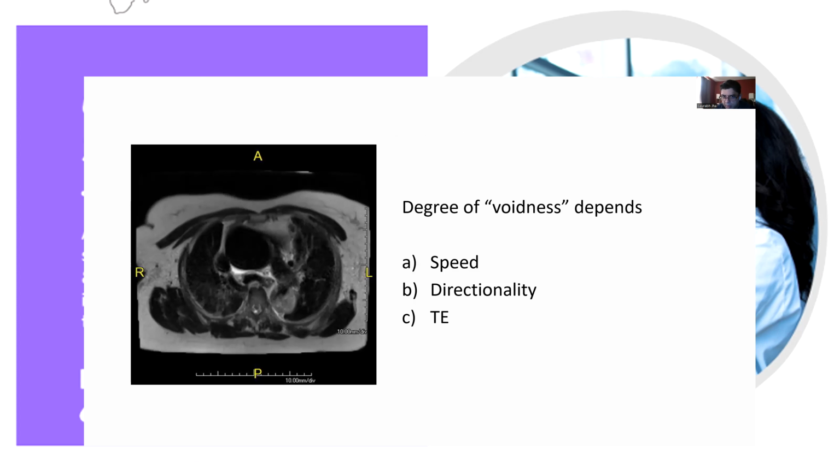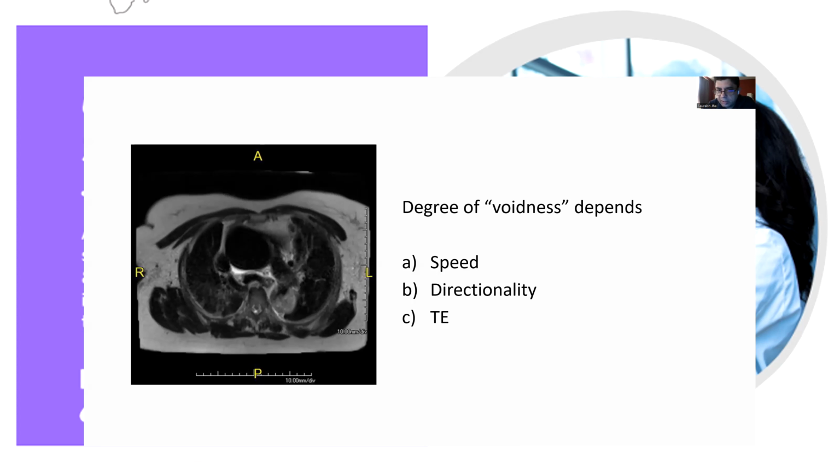So in MRI, we're dealing with vectors. And unless you're exactly perpendicular to the imaging plane, there are going to be components of the transverse and longitudinal magnetization that will persist. So what that means is that the degree of voidness on the spin echo image depends, of course, on the speed. The faster the blood moves, the more likely it is to escape either the 90 or the 180 pulse in spin echo. Directionality: if it moves absolutely perpendicular to the plane of imaging, then it's less likely to have a vector hanging around.